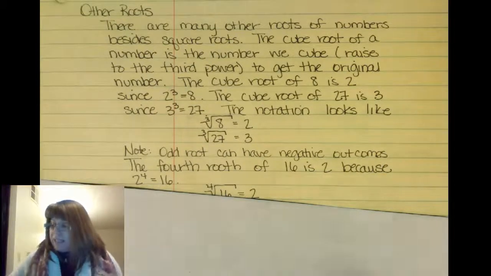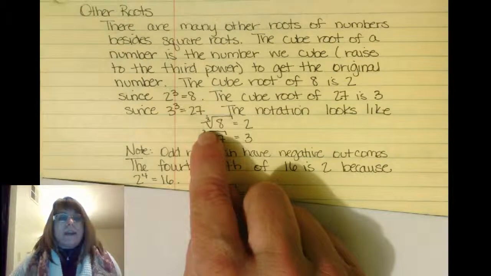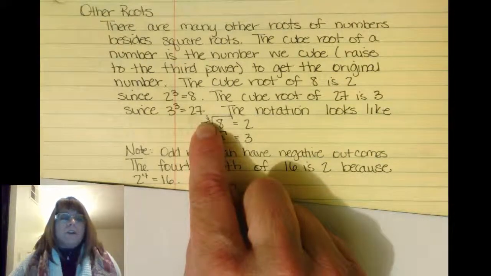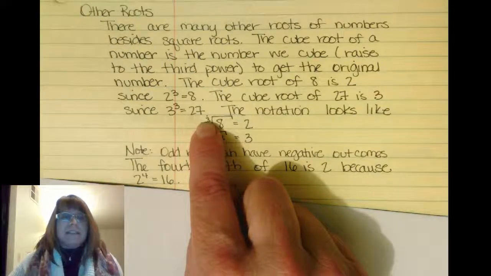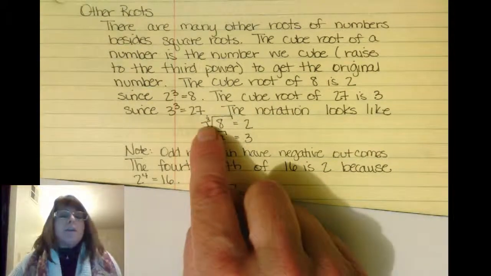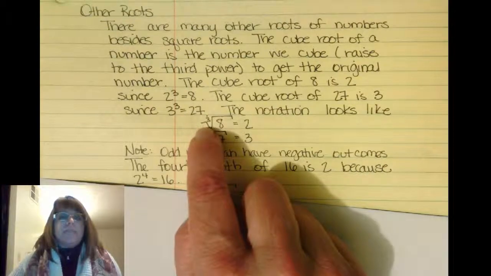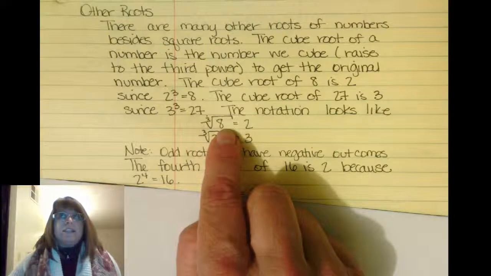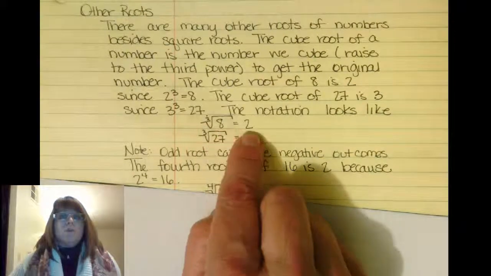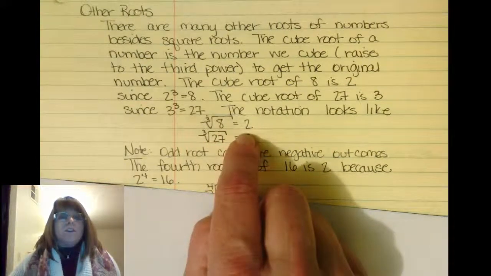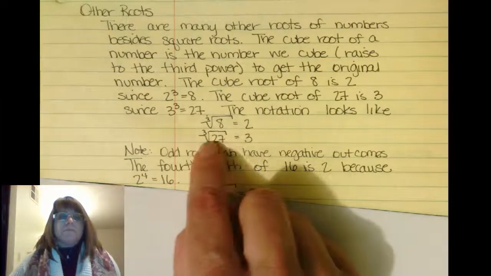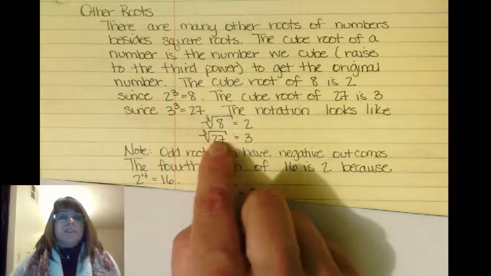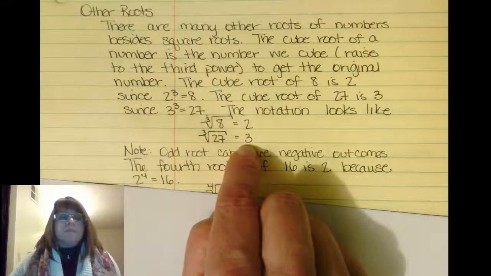How we write that is we use the same radical sign, but right in between the little hook, we put what root we're doing. If there's nothing there, it's an implied square root. If there is a number there, that's the root we're taking. So this is the cube root of 8, which means that it's 2 times 2 times 2, so it's 2 cubed, therefore 2 is our answer. Likewise, the cube root of 27, well, that's 3 cubed inside there, so 3 comes out.